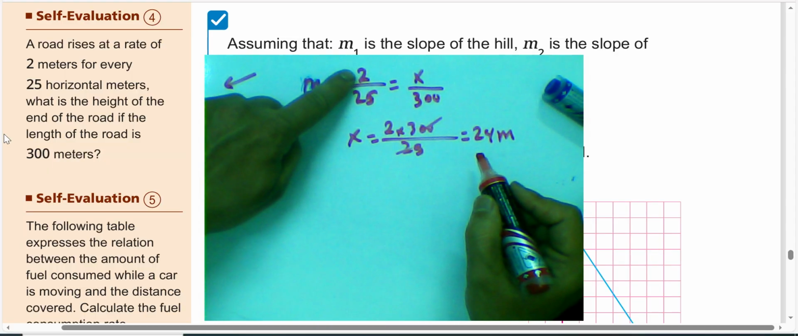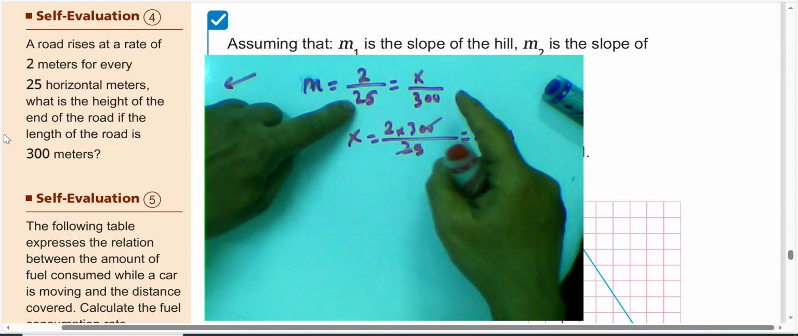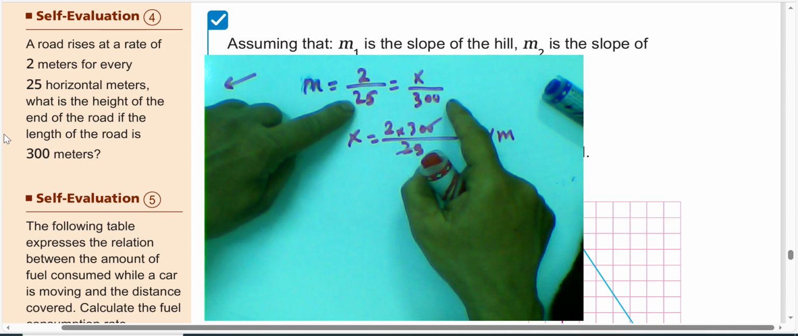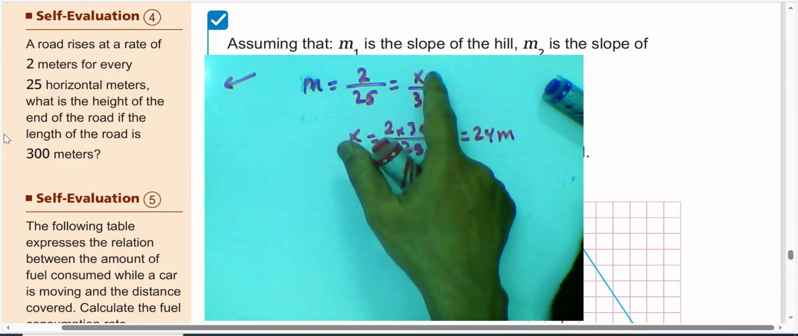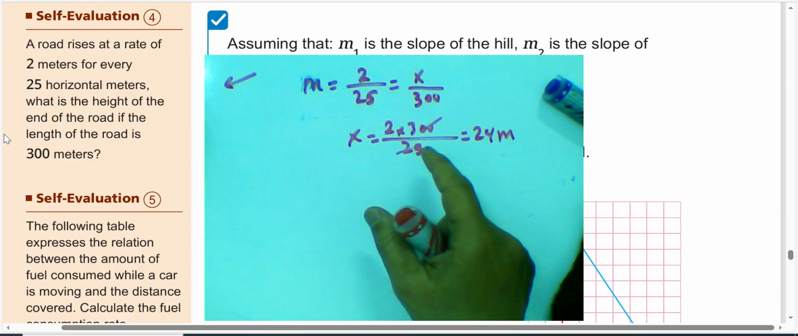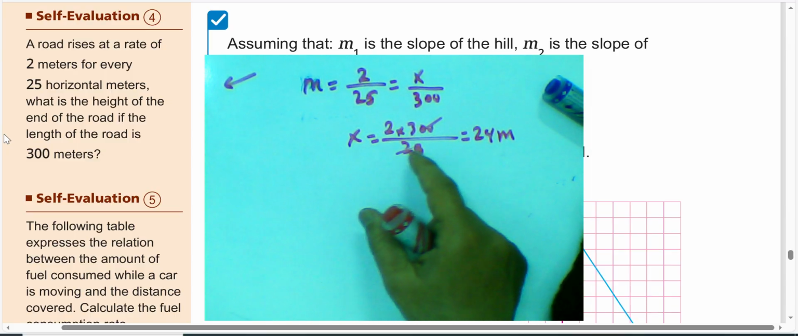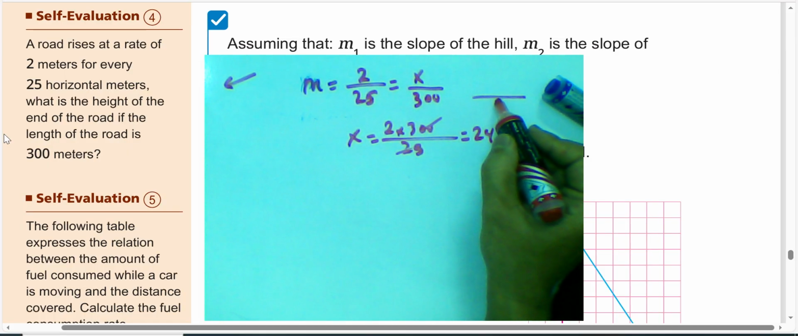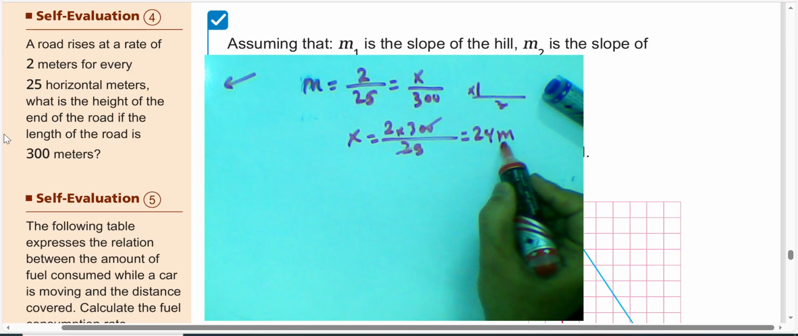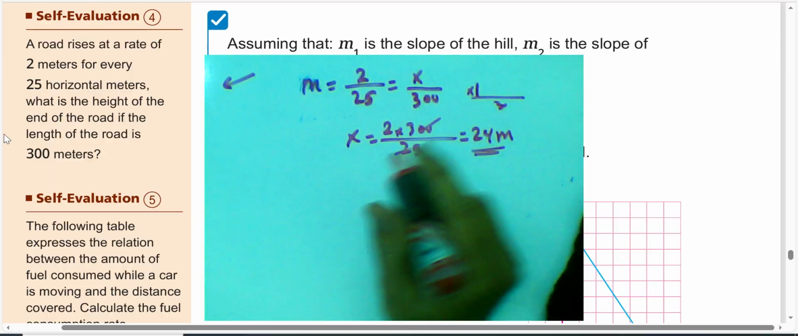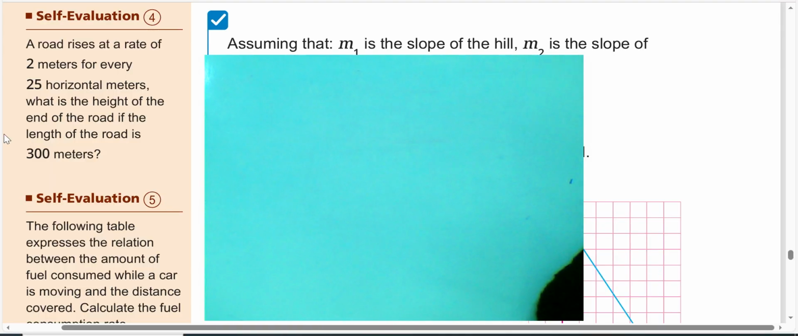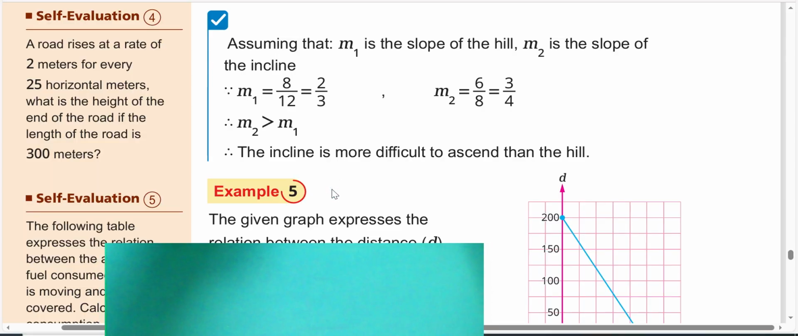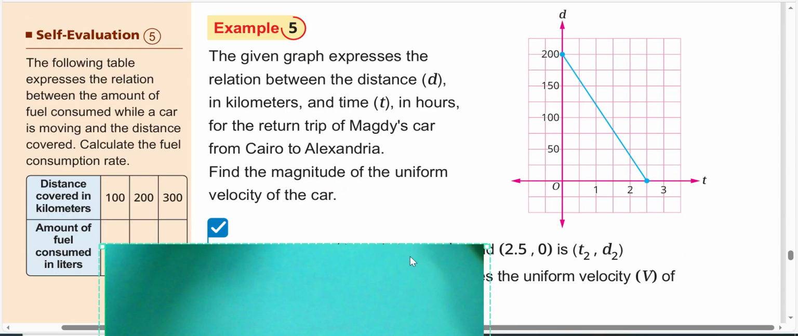Again, vertical over horizontal, 2 over 25. I want to find the vertical height. Where is the horizontal line? It will be the length of the road. Can we find the answer here? If he gives me 300 meters as the length of the road, it will be horizontal. We have horizontal 300 and the vertical will be 24 meters, because the slope will be constant in any example. It doesn't change for the same question. Next question, example number 5 here.